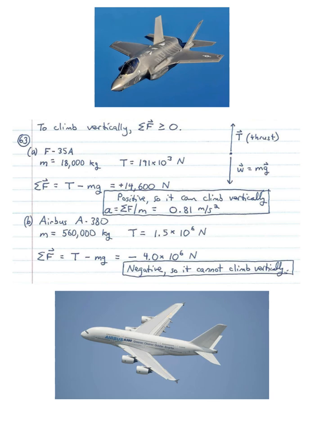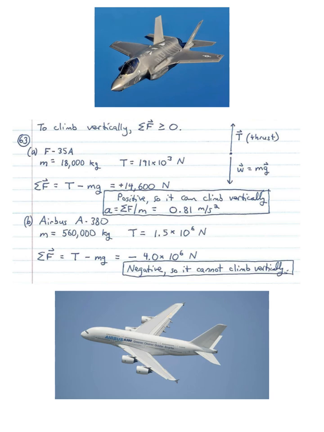Number 63, a comparison of abilities of two aircraft. With its fuel tanks half full, an F-35A jet fighter has a mass of 18 megagrams and engine thrust of 191 kilonewtons. An Airbus A380 has a mass of 560 megagrams and a total engine thrust of 1.5 meganewtons. Could either aircraft climb vertically with no lift from its wings? If so, what vertical acceleration could it achieve?